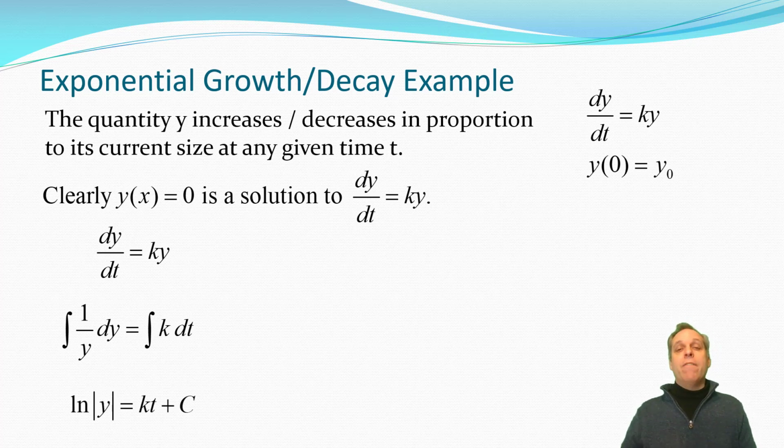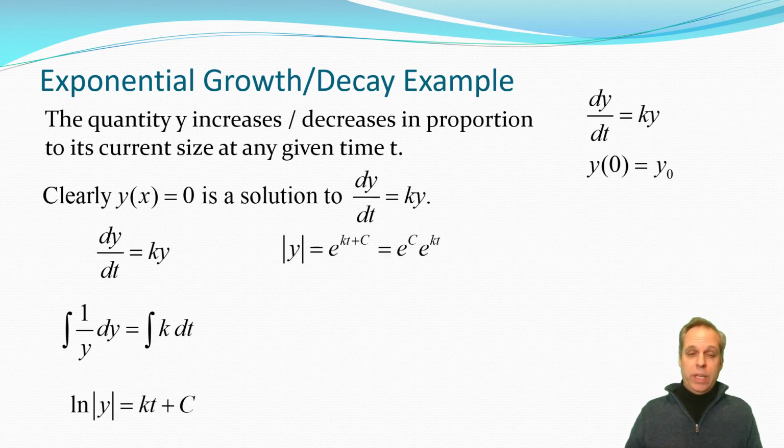Once I've done that, I have gotten an implicit solution to my differential equation. I don't want an implicit one. I would prefer an explicit one. So let's go see if we can solve for y, being a little clever with our constants. So first, we can get rid of the natural log by exponentiating each side. Also, if you have e to the kt plus c, by using laws of exponents, you can write that as e to the c times e to the kt.